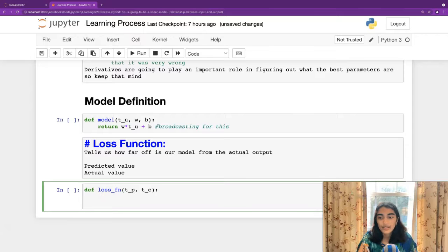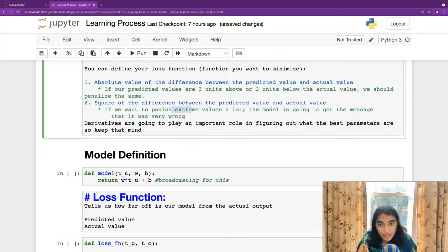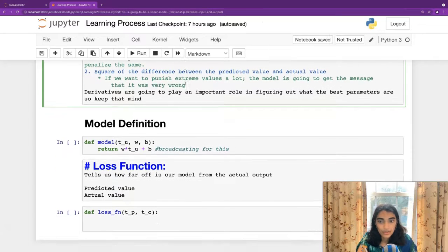And so maybe I want to punish the values a lot if they're extreme values. Once again, like I wrote here, the model is going to get that message that it's very wrong if you use the square of the difference instead of the absolute value. And so, yeah, okay.